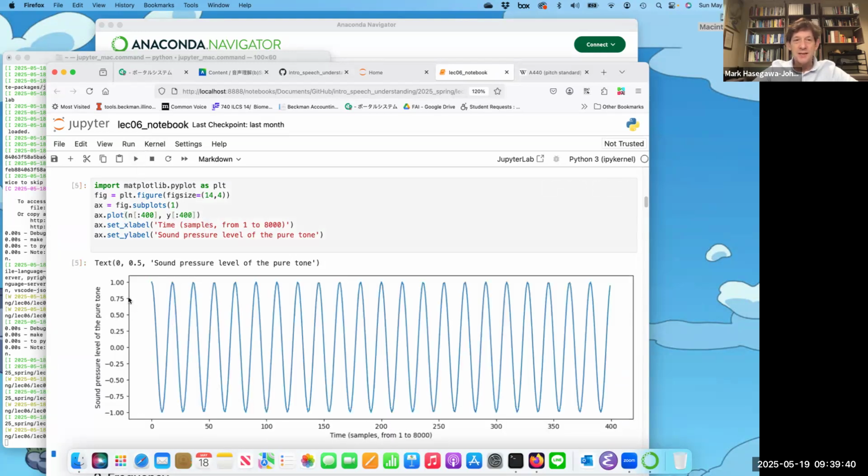And now you can see that the sound pressure level is varying up and down, right, in a cosine fashion, cosine because it starts at 1. And then the sample index goes here from 1 to 400.